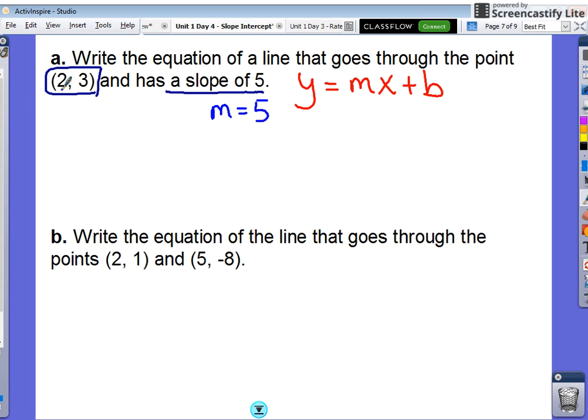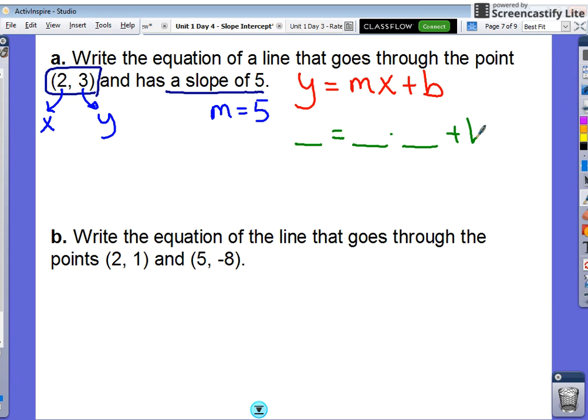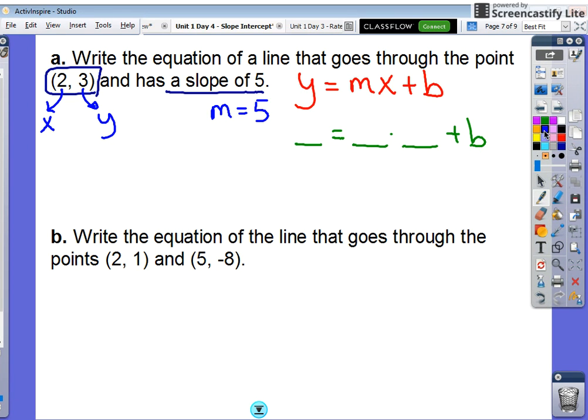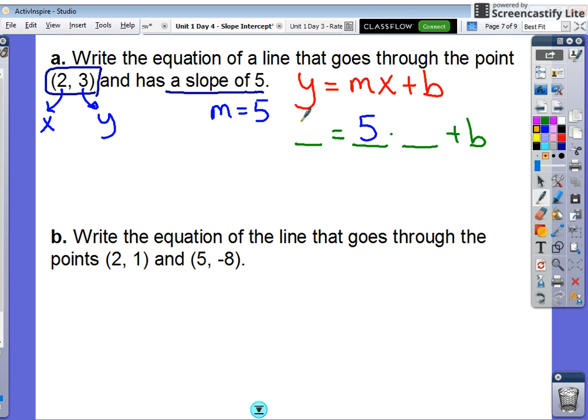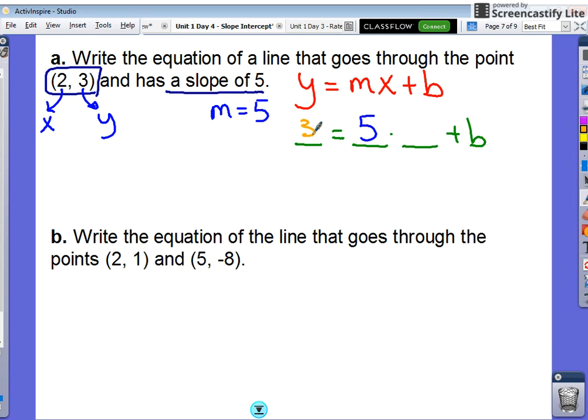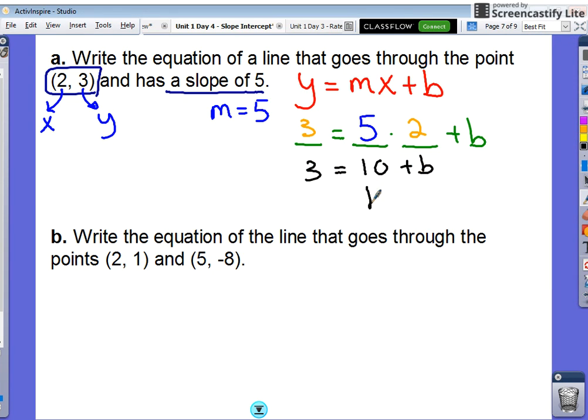What we do know is that x is equal to 2 and that y is equal to 3. So instead of plugging in for m and b, we can plug in for m, x, and y. I like to leave these blanks here, and we're going to solve for b instead. So we know our slope is 5, our y is 3, and our x is 2. Now it just takes a couple steps of simplification to solve for b. If you subtract over 10, b equals -7.